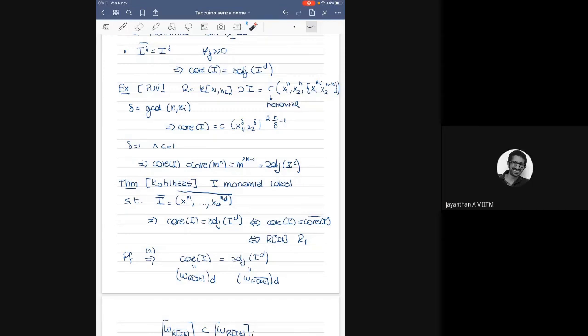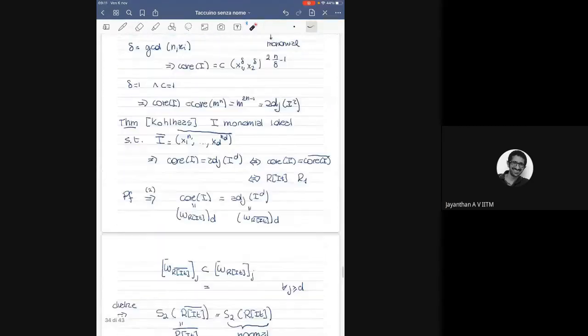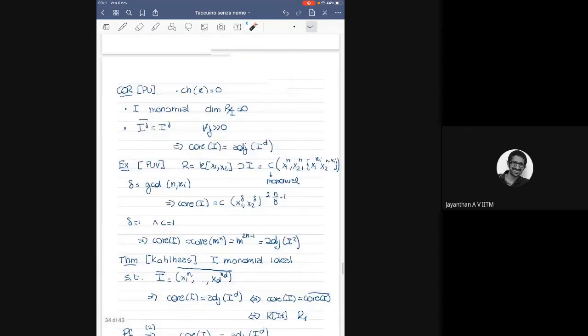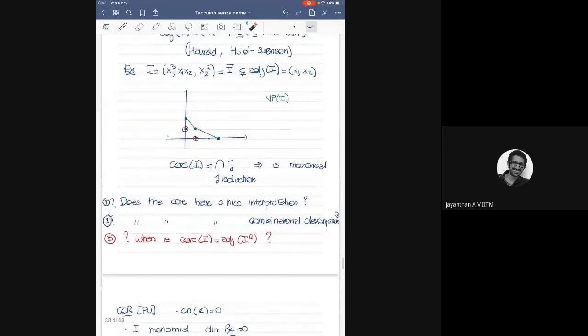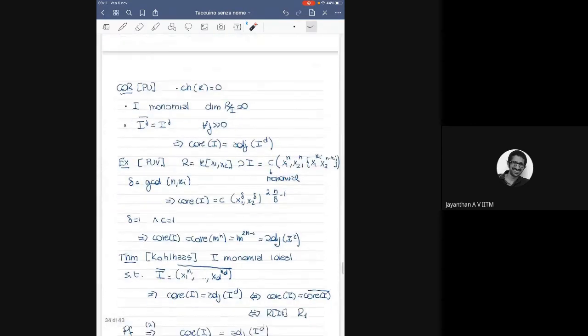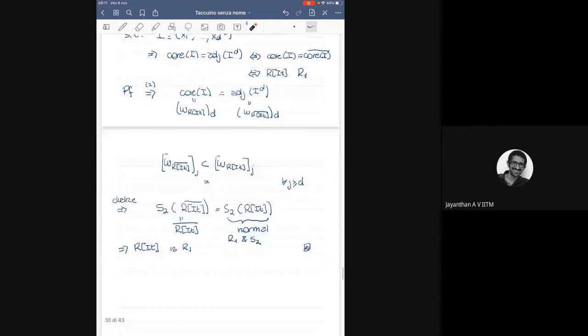This is Jayanthan. I have a question. When we take square-free monomial ideals, there is a lot of combinatorics and topology. So in those cases, do we have some nice structure on the core? Is it known? I would say that I don't know. I don't know if people have worked on it, but I don't think so.